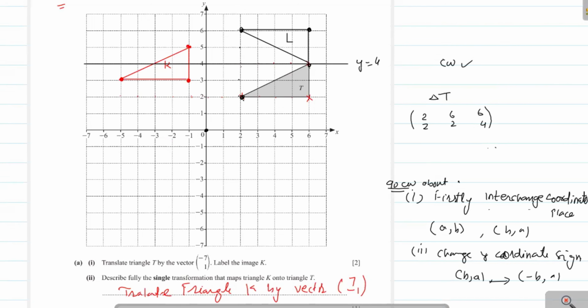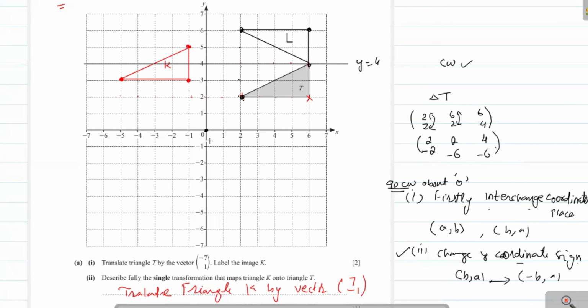Firstly, we interchange the coordinate places. Look here, the x coordinate here is 2, the y coordinate is 2. Now we interchange the coordinates: it becomes (2, 2), and (6, 2) becomes (2, 6), and (6, 4) becomes (4, 6). And after interchanging, second, we change the y coordinate sign. Now we change the sign of the y coordinate. This gives (2, -2), (2, -6) and (4, -6).